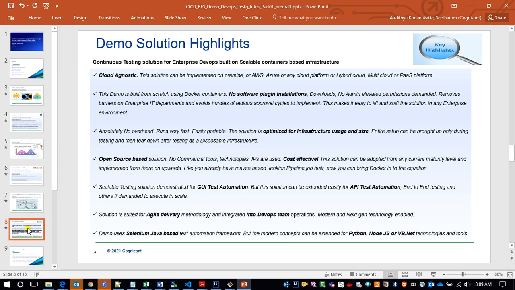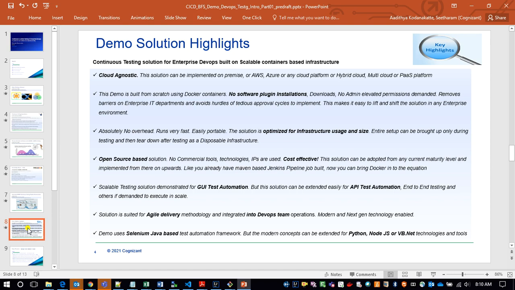Okay, so the demo solution is built from scratch using Docker containers. There are no software plugin installations needed, which you will see, and there are no admin elevated permissions demanded. I have given particular attention to these aspects while building the solution, because it removes the barriers. We know how difficult it is in an enterprise environment, where the solution works in our lab, and when we try to implement it in an enterprise environment, we have to deal with the enterprise IT departments in order to get permissions to install any piece of software, right?